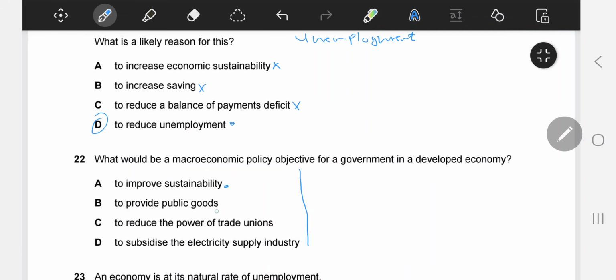To provide public goods. Public goods have already been supplied. We have good roads, we have good hospitals in a developed economy. So this one is out. To reduce the power of trade unions. Here we want trade unions to be very strong so that our employees can get good working conditions and better packages. So this one is not possible in a developed economy. To subsidize the electricity supply industry. In a developed economy, this one will not be a priority. So I'm going to go with A for 22.